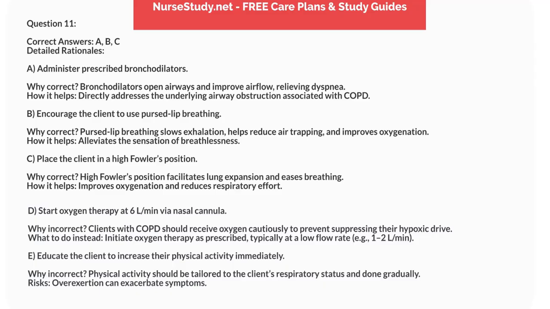D. Start oxygen therapy at 6 liters per minute by a nasal cannula. Why incorrect? Clients with COPD should receive oxygen cautiously to prevent suppressing their hypoxic drive. What to do instead? Initiate oxygen therapy as prescribed, typically at a low flow rate, e.g., 1 to 2 liters per minute. E. Educate the client to increase their physical activity immediately. Why incorrect? Physical activity should be tailored to the client's respiratory status and done gradually. Risks: overexertion can exacerbate symptoms.